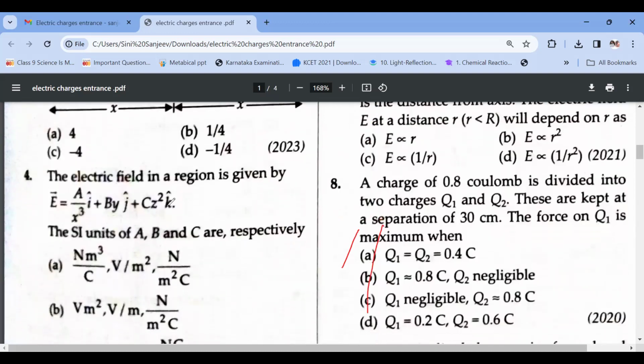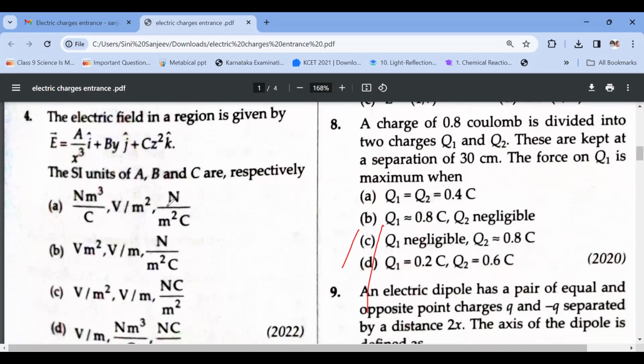That question is easy. Yeah. Fourth question.